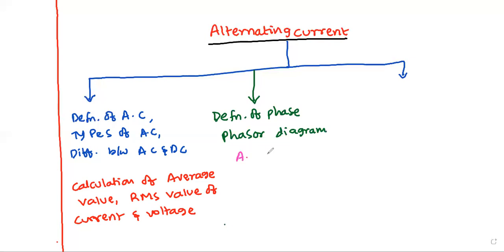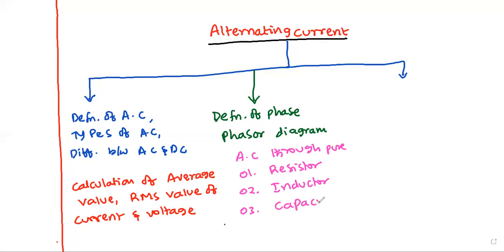Next, we are having AC through pure resistor, and then inductor, and then number 3, capacitor. And then next, AC through pure inductor, resistor, capacitor, and then AC through LCR in series.